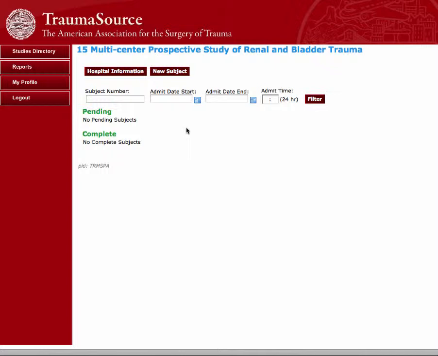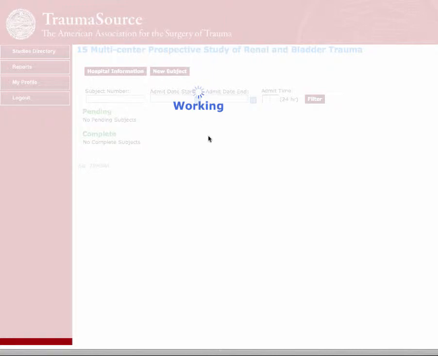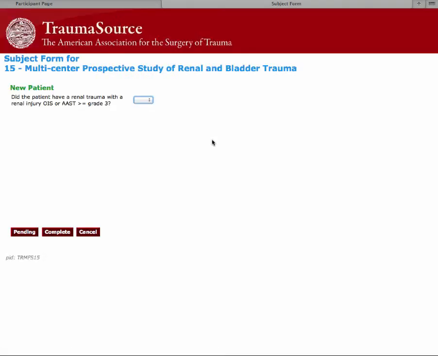The first step in entry of a new renal trauma patient for the Tier 1 entry, which will be primarily the demographic data and basic injury data, is to go to the AAST Multi-Institutional Center website and pick the study. Then you go to New Subject in order to enter the patient's data.